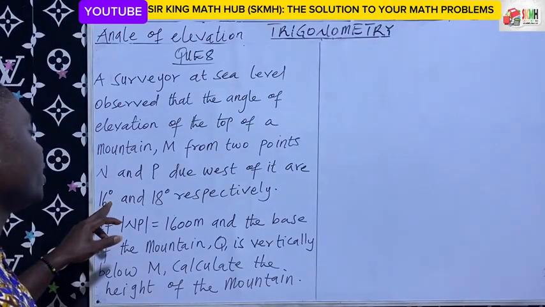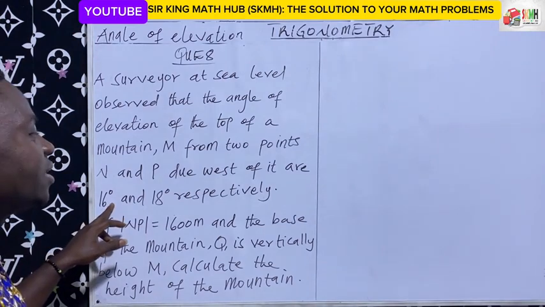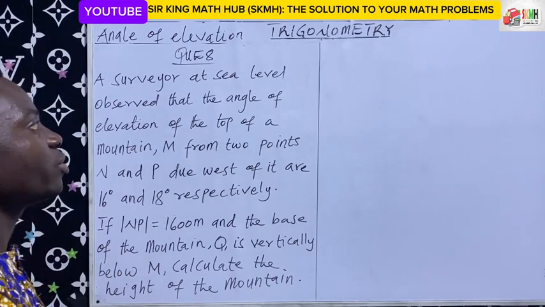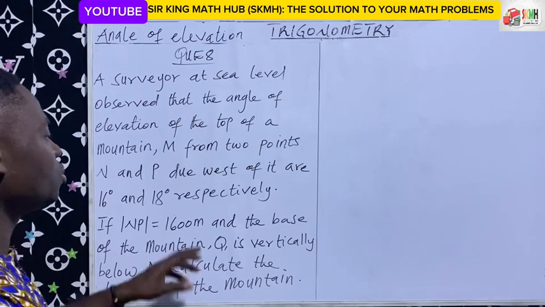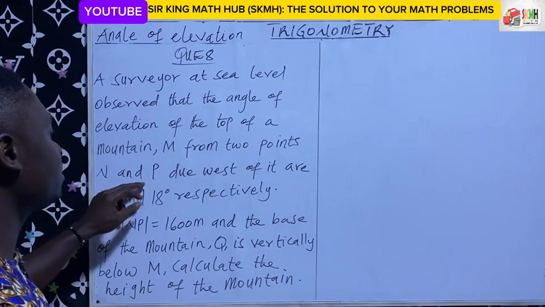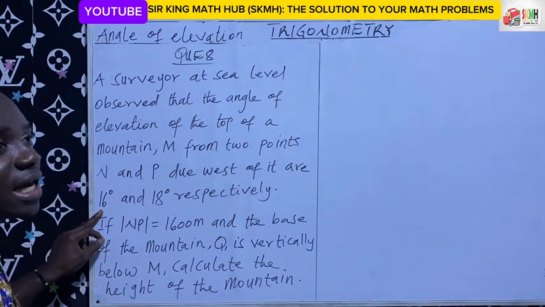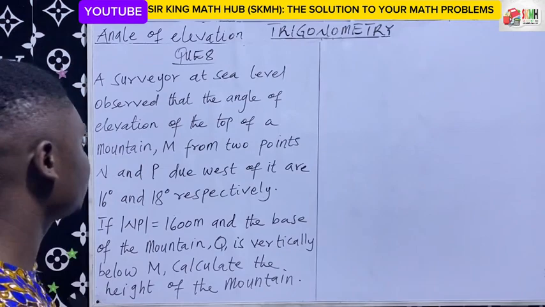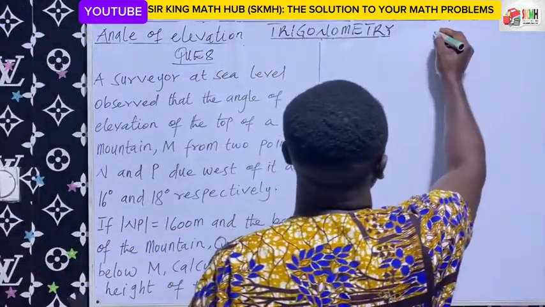So from point N, the angle of elevation was observed at an angle of 16 degrees. And then from point P, the angle of elevation of the top of the mountain was observed at an angle of 18 degrees. Because of the word respectively, it was observed in the order in which the points were given. So N first, meaning that N's angle of elevation is 16 degrees, followed by P, which is 18 degrees. This information alone should guide us to represent something. So let's do that.